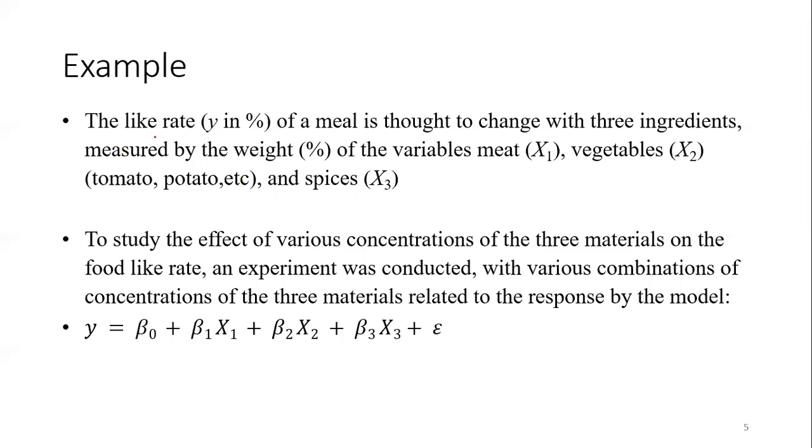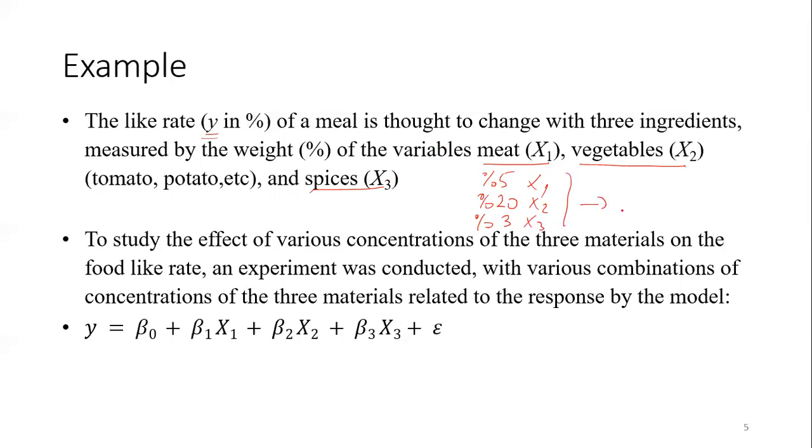This is an example in the book, but I just changed the wording. The like rate, which is y in percent of a meal, is thought to change with three ingredients, measured by the weight of the variables. First meat, the second is vegetables, like tomato, potato, etc., and spices. So by just looking at the percent of the ingredients, for example, 5% of the food is meat, 20% of the food is vegetables, and I don't know, 3% of the meal is spices.